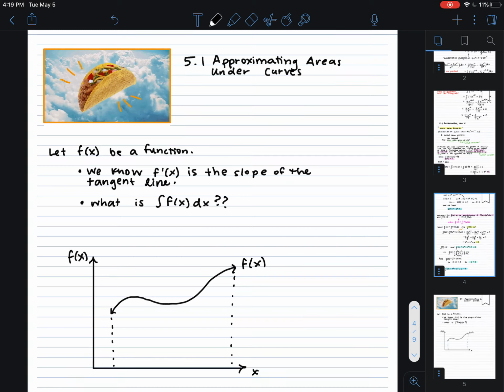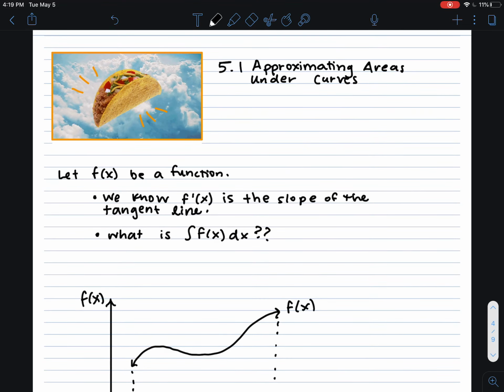This is the video for the start of Chapter 5. Chapter 5 develops further our idea of integrals, which we introduced in section 4.9. And this section is called Approximating Area Under Curves.